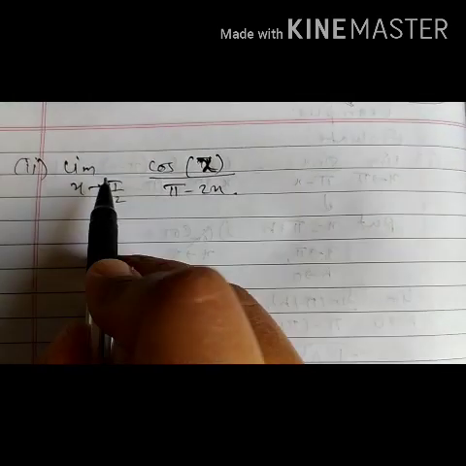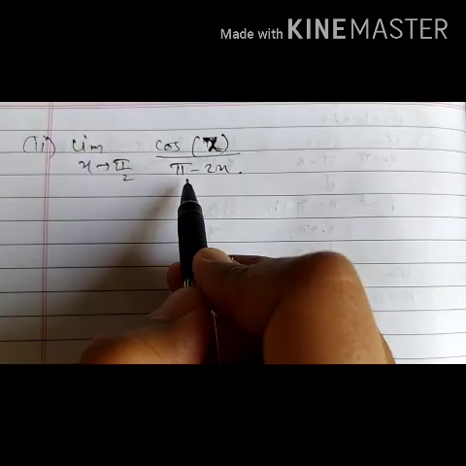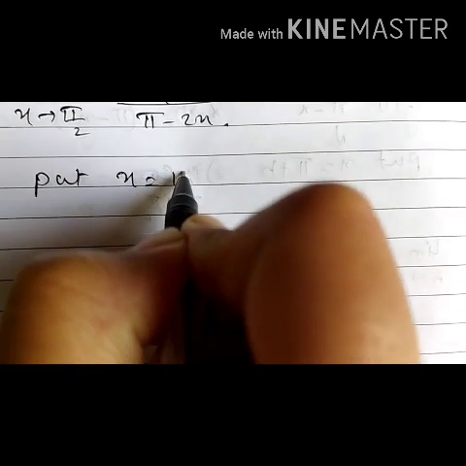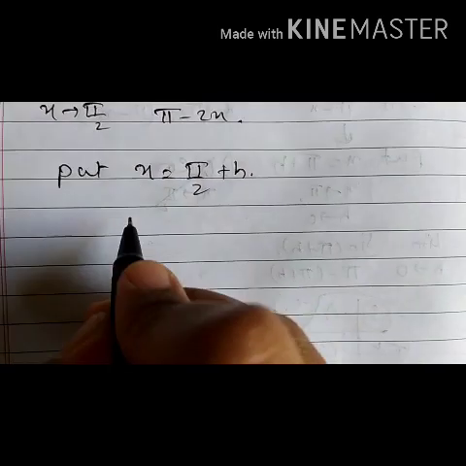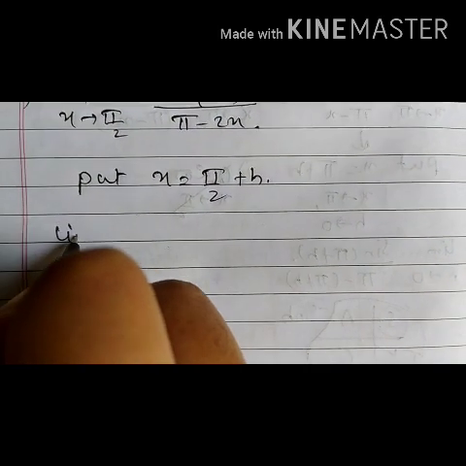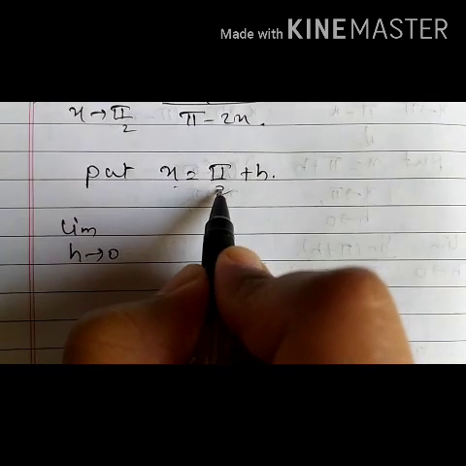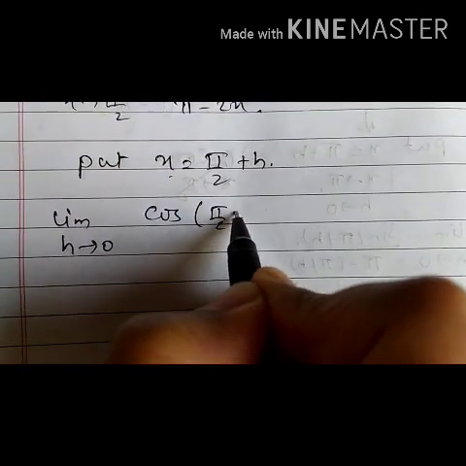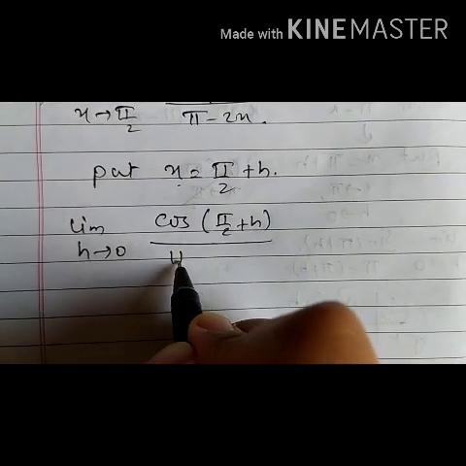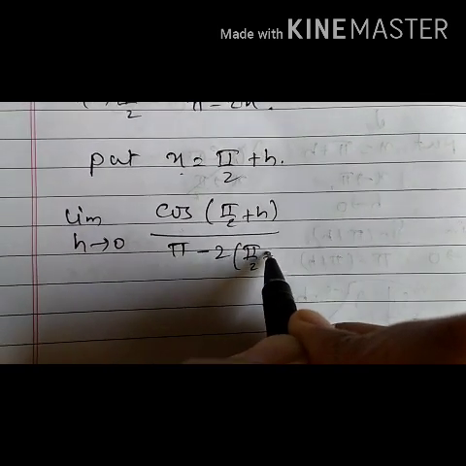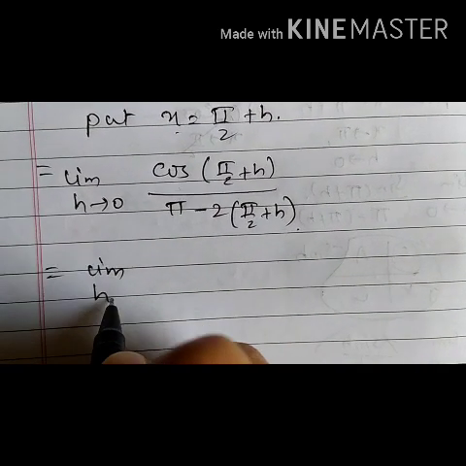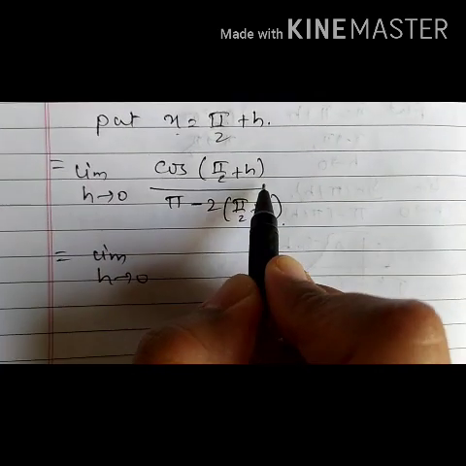Now we'll see the second example: limit as x tends to pi by 2 of cos x upon pi minus 2x. Now here we'll put x equals pi by 2 plus h. So we have the limit as h tends to 0, when x is tending to pi by 2, cos x will be cos of pi by 2 plus h upon pi minus 2 in bracket pi by 2 plus h. So we have the limit as h tends to 0. Now cos of pi by 2 plus h.